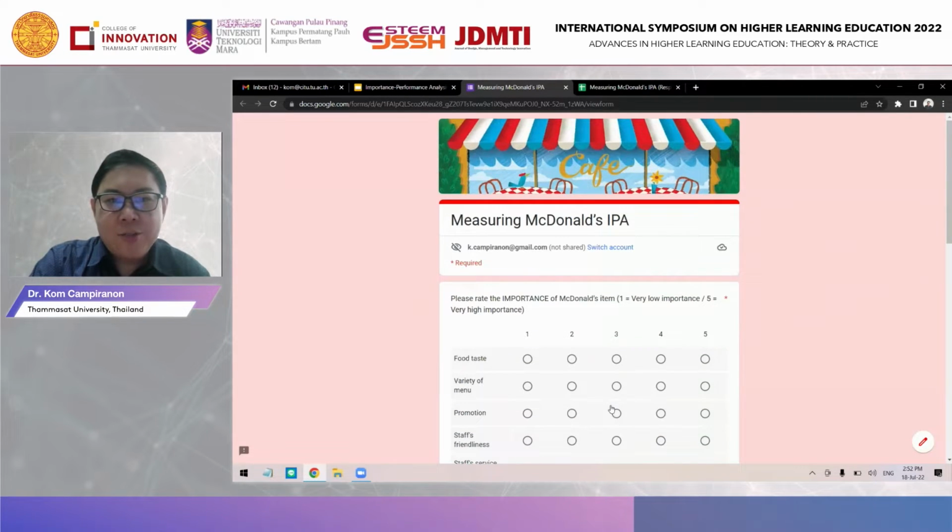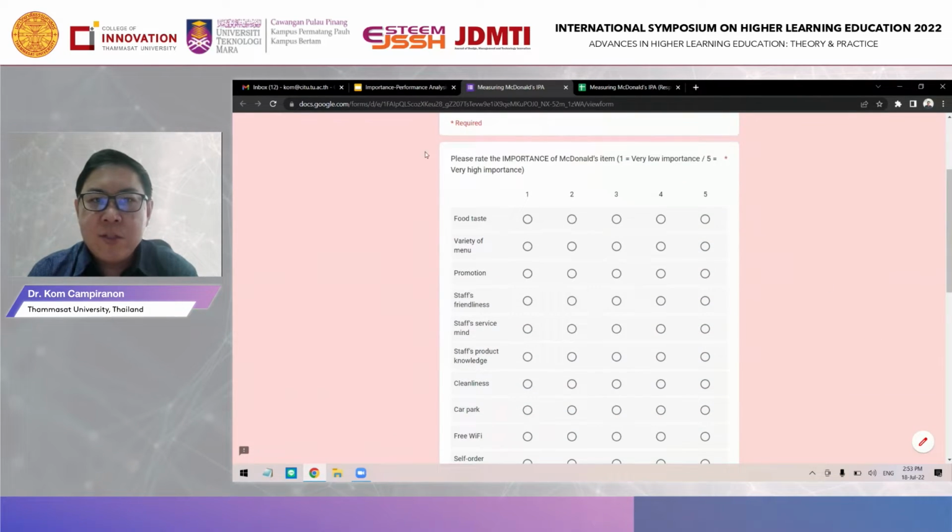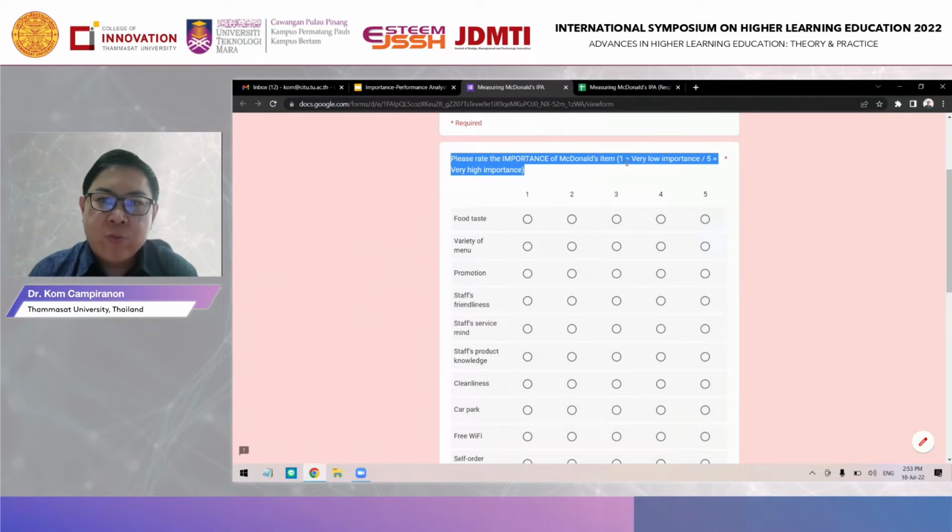So the question today is that I heard that McDonald's is very popular in Malaysia and the same in Thailand. So we're going to do a fun workshop together. And I want you to measure the IPA of McDonald's. So the question I would like you to answer is that first, please rate the importance of McDonald's items. 1 is very low importance and 5 is very high, right? So 1 is very low, 2 is low, 3 is medium, 4 maybe high, 5 is very high importance.